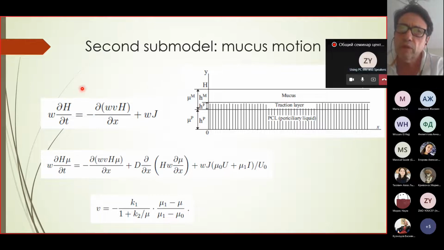So we have conservation of mass, and this equation gives us the thickness of this layer H. Another equation is for the viscosity, because let us look at this last term in the right-hand side. You see here, it's uninfected cells. They produce mucus with some viscosity called mu0. It's a normal viscosity. Then the I infected cells produce mucus with high viscosity.